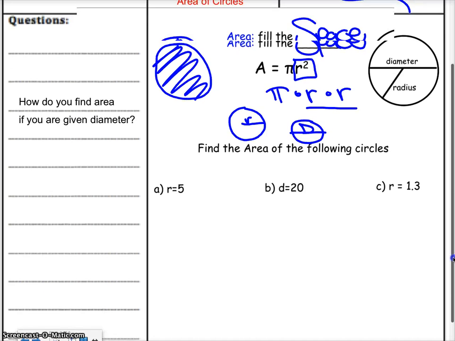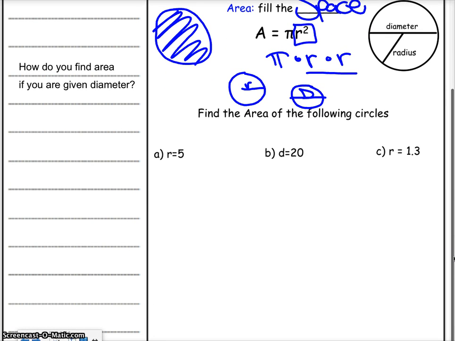All right, let's go ahead and use this formula. We're going to find the area of the following circles with a radius of 5. So it's pi times r times r. 3.14 times 5 times 5. Just plug that into my calculator. And that is 78.5. And it would be some kind of unit squared because it's area.